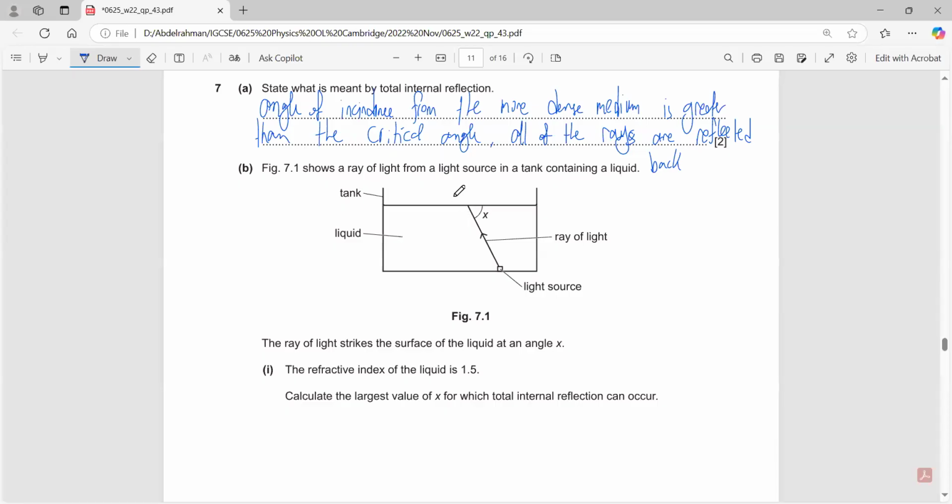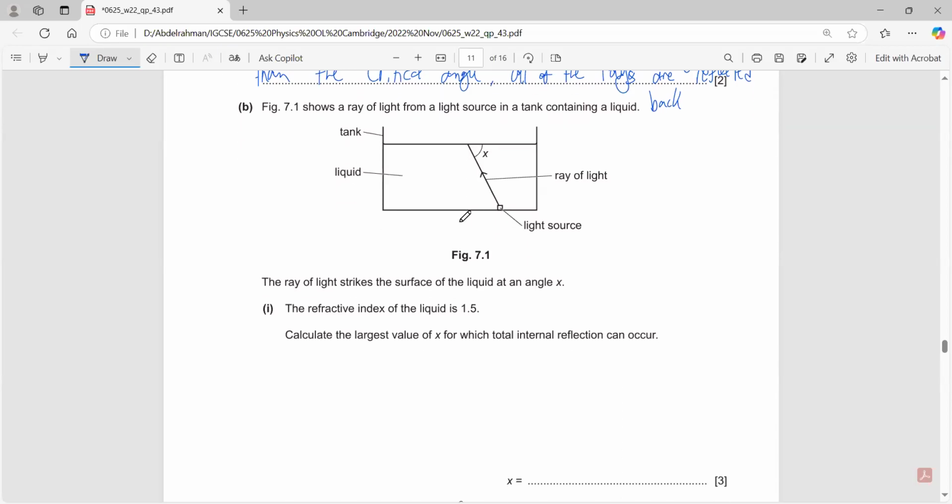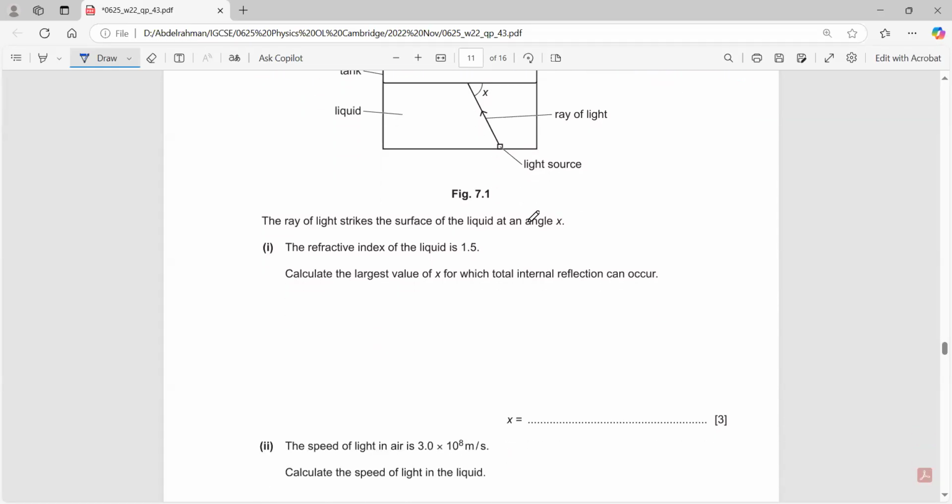Figure 7.1 shows a ray of light from a source in a tank containing a liquid. The ray strikes the surface at an angle x. The refractive index is 1.5. Calculate the largest value of x for which total internal reflection can occur.